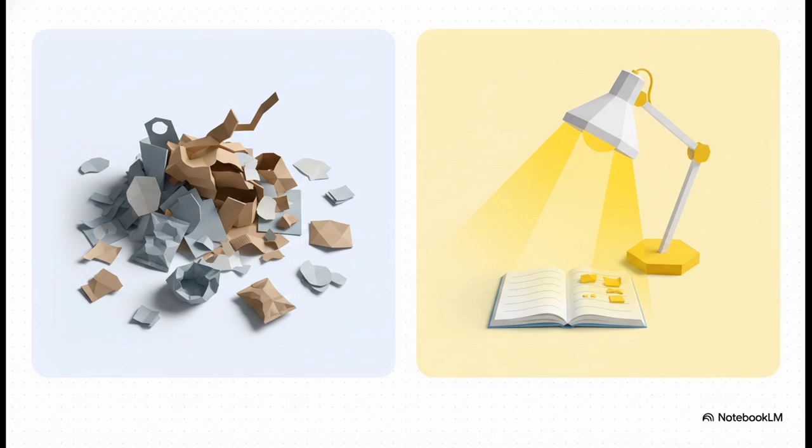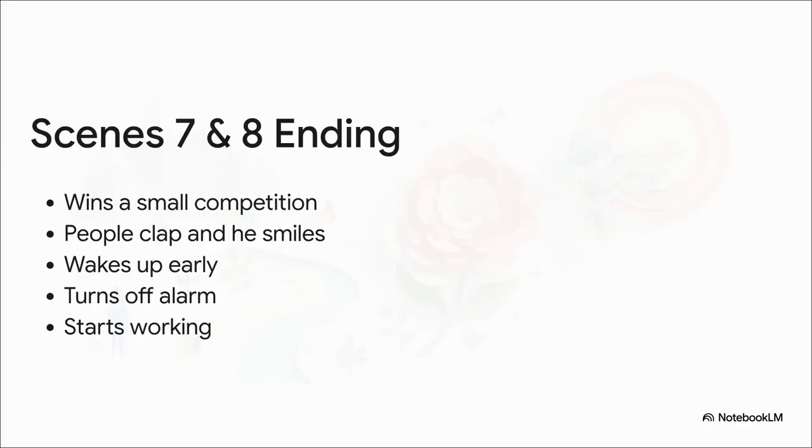The creator uses the literal illumination of the physical room to symbolize the illumination of Ryan's mind. You absolutely do not need a narrator declaring, "Ryan was finally organized and happy." The bright light and the clean desk tell your brain everything it needs to know. Then, the whole thing just culminates beautifully. In Scene 7, Ryan wins a small competition of his own. People clap, he smiles, he's finally achieved the exact thing that shocked him into action back in Scene 3.